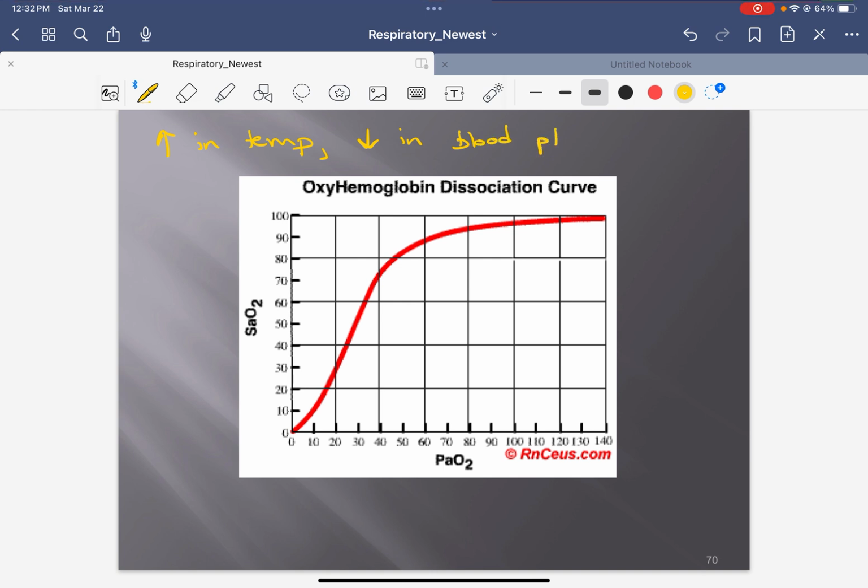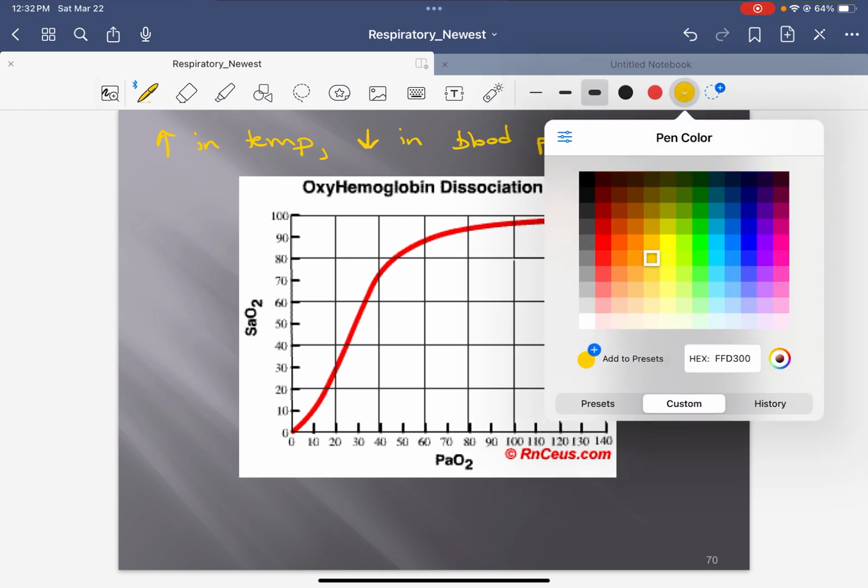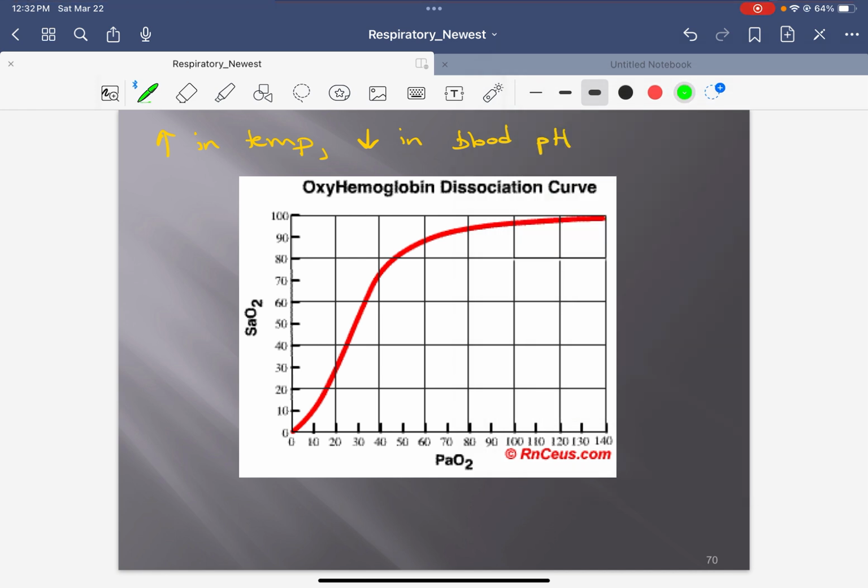And I bring this up because aren't these 2 things that happen with exercise? Yes. So you might be saying to yourself, well, I don't care about this stuff. But during exercise, guess what? Our core temperature goes up and our pH goes down. We have a buildup of lactic acid. We have a buildup of CO2 in the blood, all sorts of things.